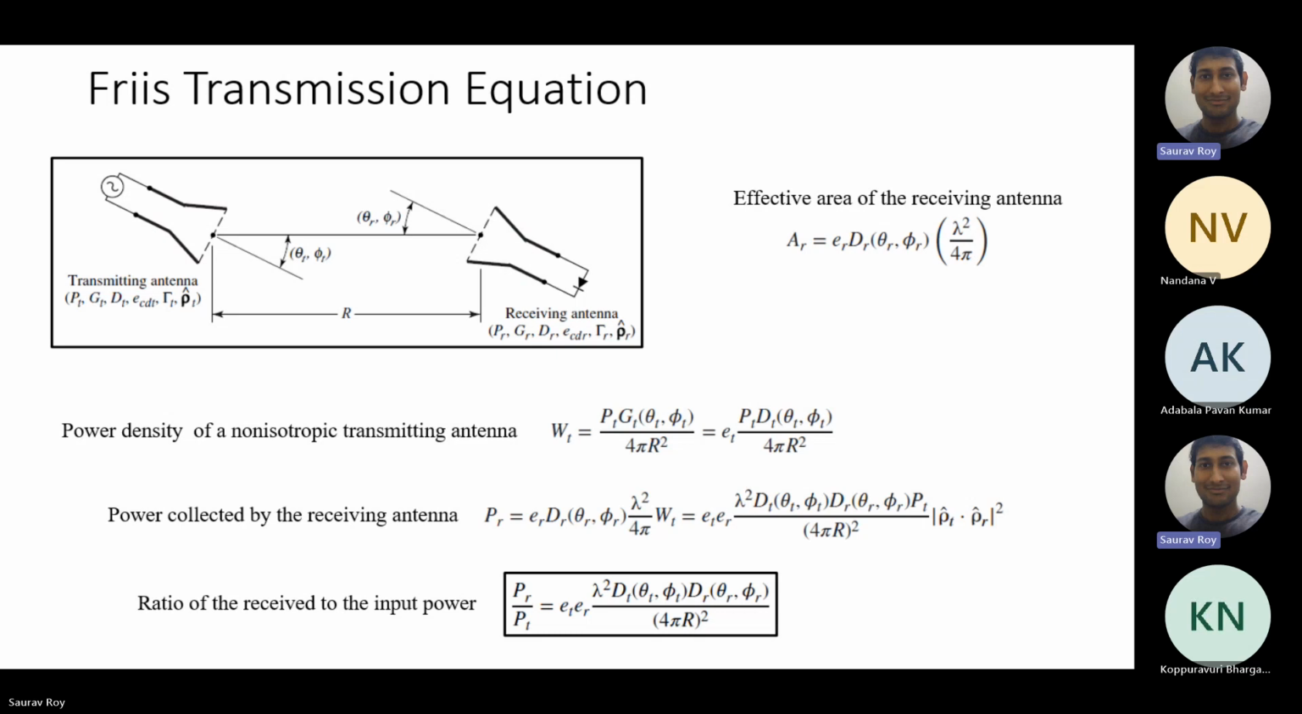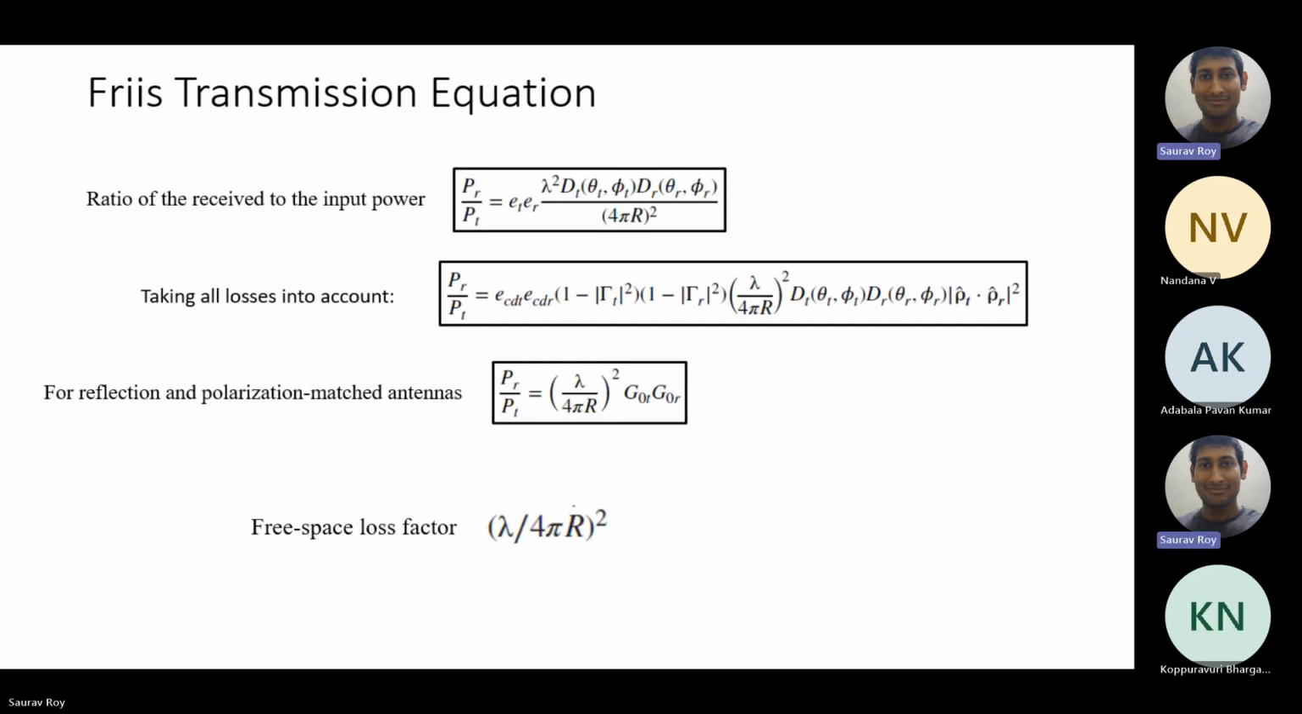Now let's see the generalized form. In the previous equation, we ignored the polarization mismatch factor as well as the reflection mismatch and all this. But if you take all this into account, then you will have 1 minus gamma T square, 1 minus gamma R square, as well as the polarization factor. Then the equation becomes all this. It will be a big equation. But the simplified equation is still valid because those will be the main components.